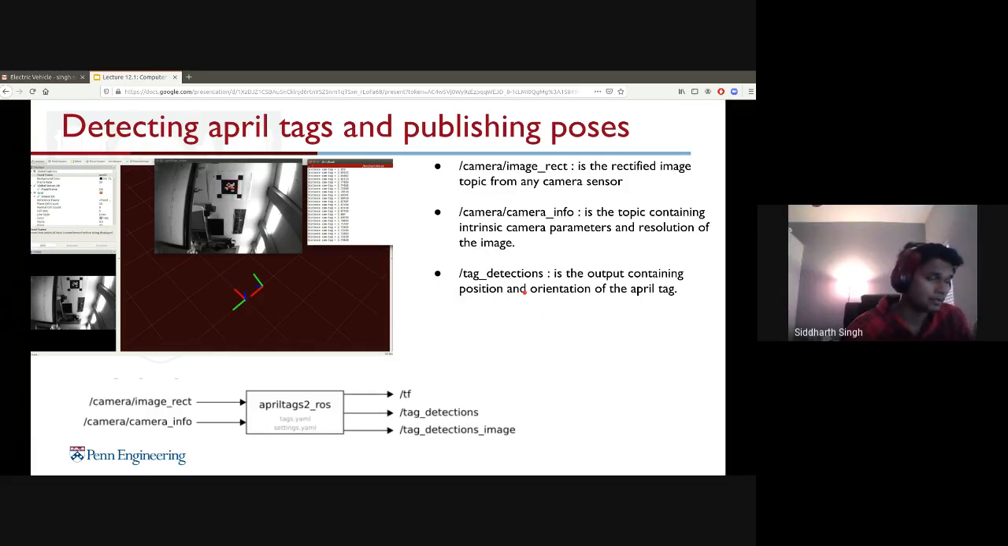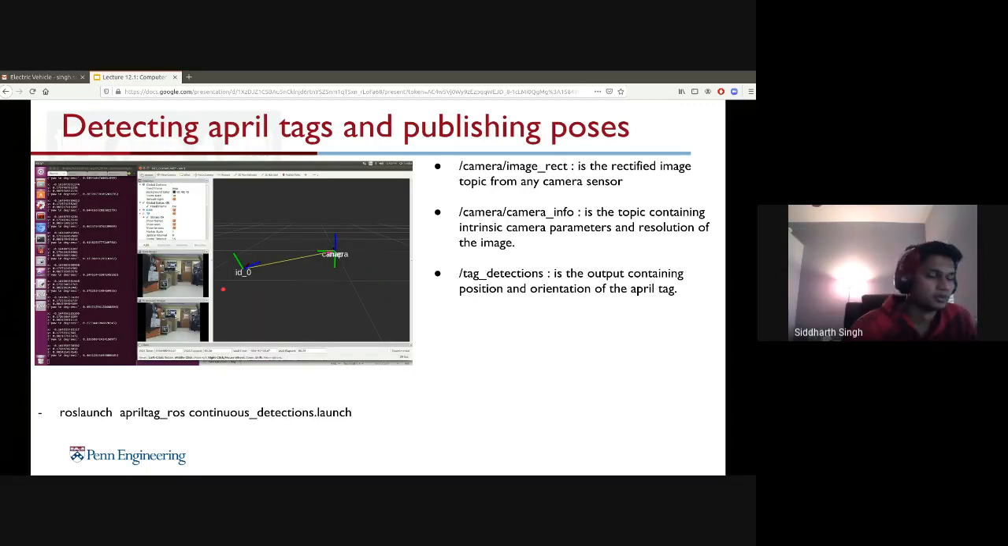What April tag provides us with is the tag detections, which is what comes out of this. It will detect the April tag, and it will include the position and the orientation of the April tag and publish it as is.